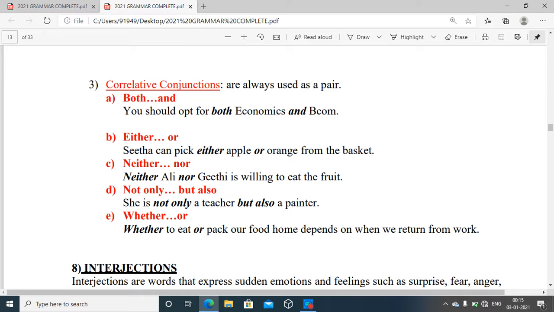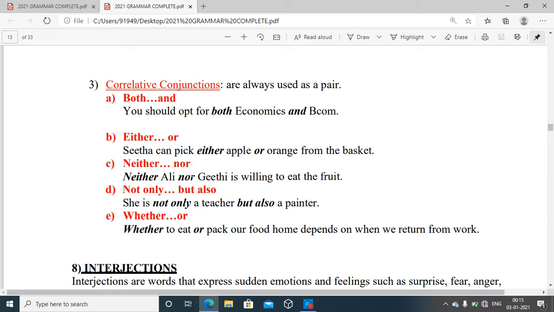And next, you can see here: neither Ali nor Geeti is willing to eat the fruit. Here none of the persons is willing. Again, neither nor. In between, a name comes. Neither Ali nor Geeti is willing to.